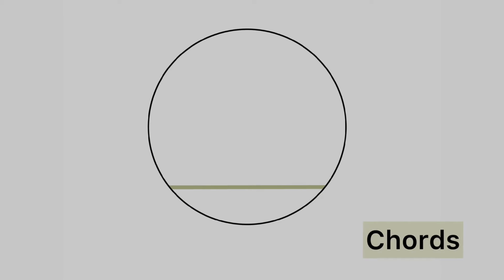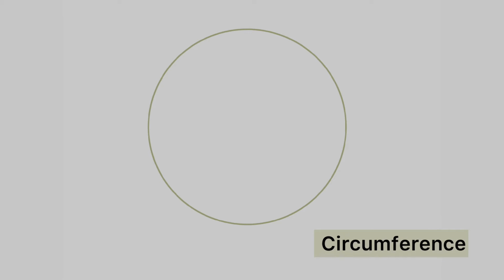Chords, which are line segments joining two points on a circle. A segment is an uneven part of the circle marked by a chord. An arc is a continuous piece of a circle that is denoted in an anti-clockwise direction. The circumference is the length of the outside of the circle.